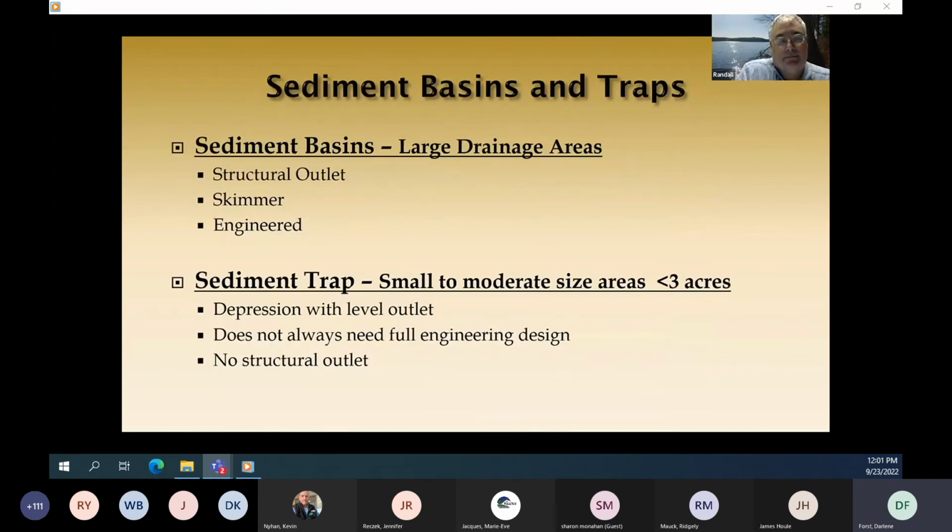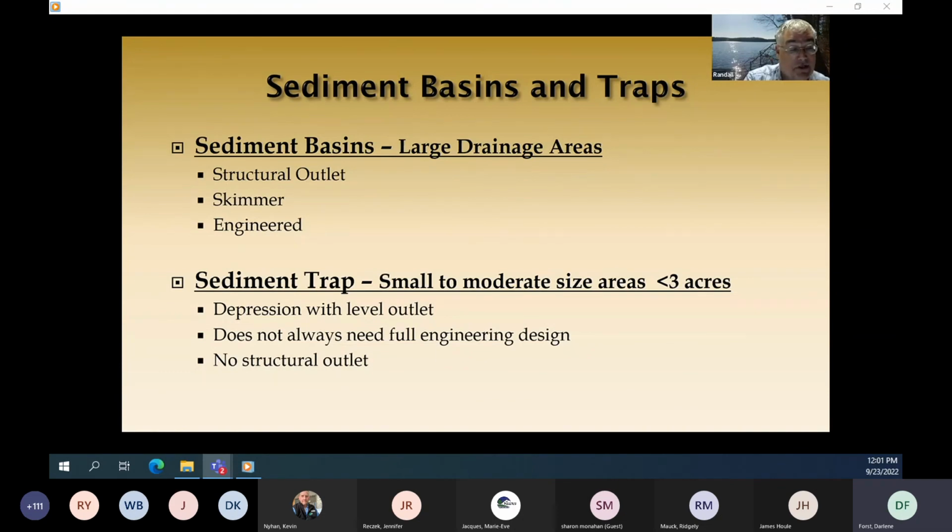Real quickly, sediment basins and sediment traps. Basins are for large areas. They tend to have a structural outlet. They should have some kind of surface method of skimming water, a surface skimmer. They need to be engineered. They're collecting drainage from large areas. It's not something that I, as an erosion control specialist, feel qualified to design.